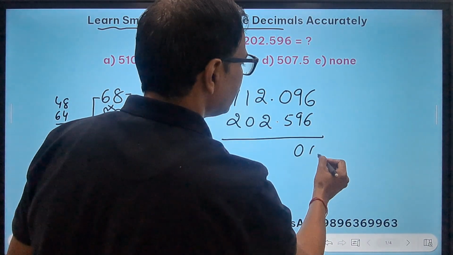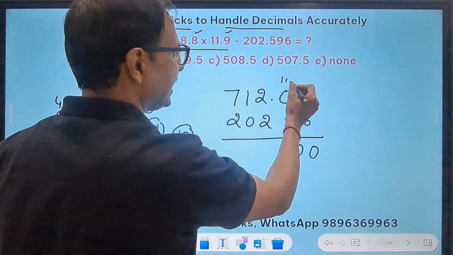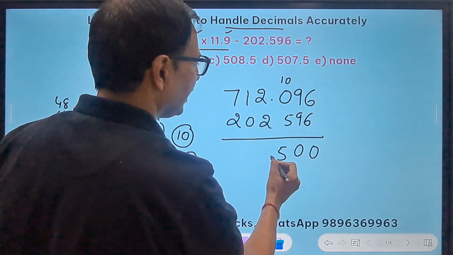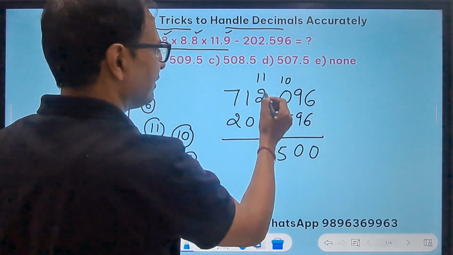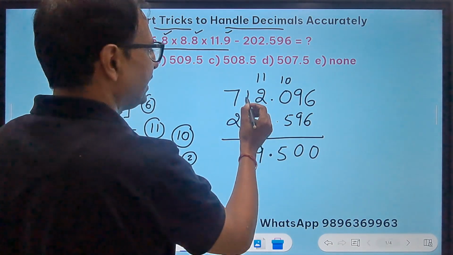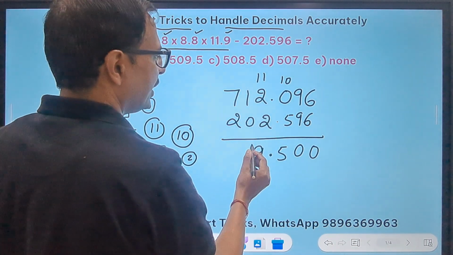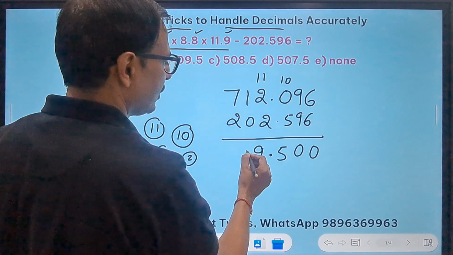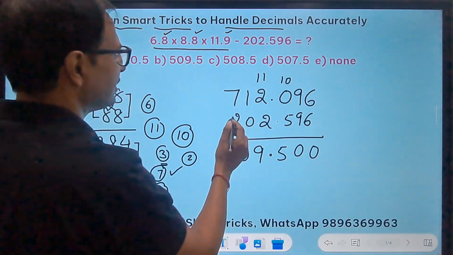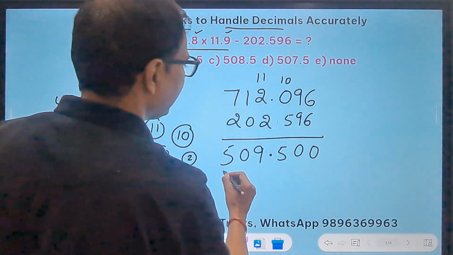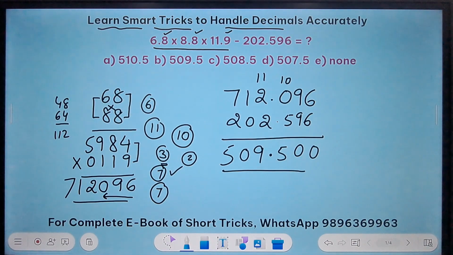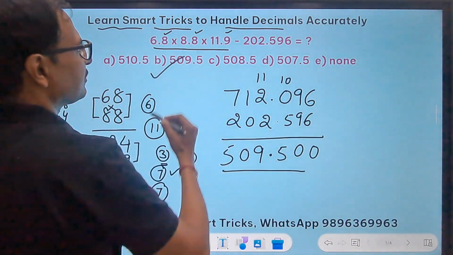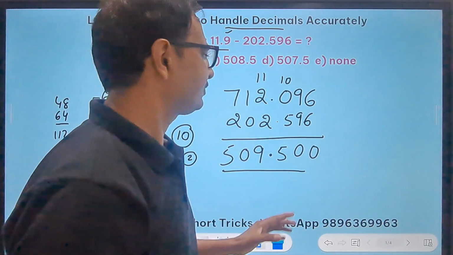This is 00, and then we have this 10. 10 minus 5 is 5, and so this becomes 11. So 11 minus 2 is 9, and this becomes 0. So 0 means this is 0 itself, and then 7 minus 2 is 5. So 509.5 happens to be the correct answer for this particular question.